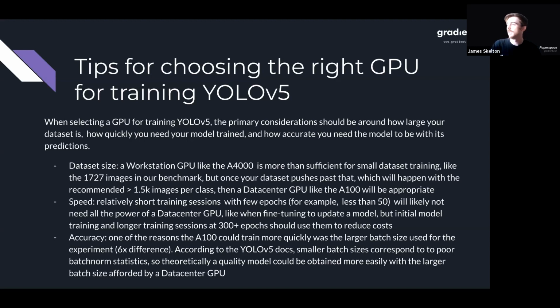So without further ado, I would say my recommendation if you are training YOLOv5 for your own custom project would be to start off with an A4000 if you are using a smaller data set, or an A100 if you are working on a more computationally expensive task. You can't really go wrong.